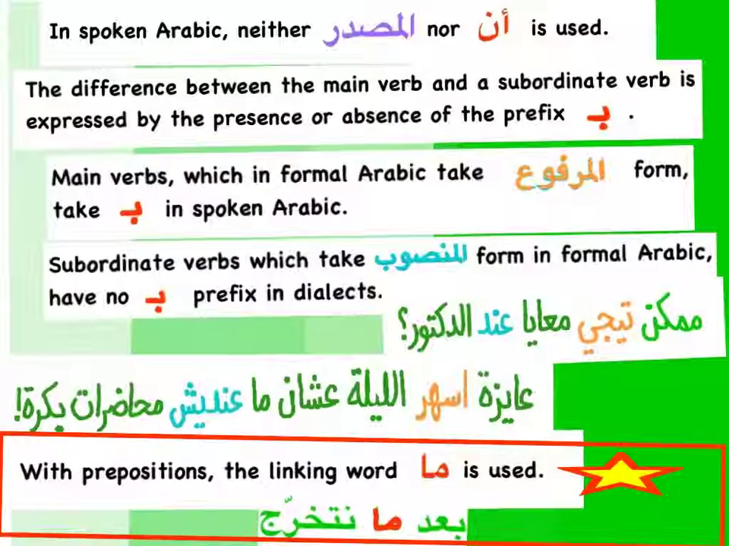So another side note, we have prepositions بعد or قبل, for example, and with these prepositions the linking word ما is used. So بعد ما نتخرج, after we graduate, بعد ما here is a linking word.